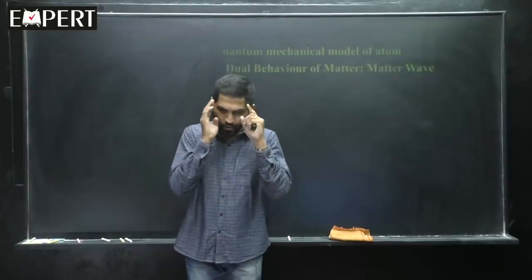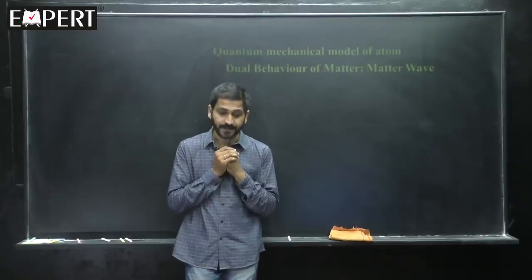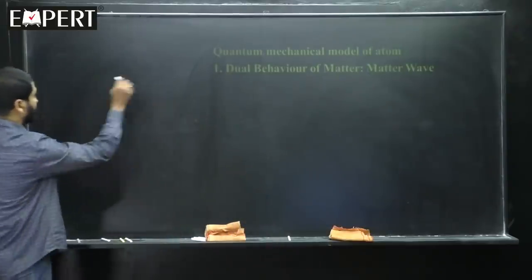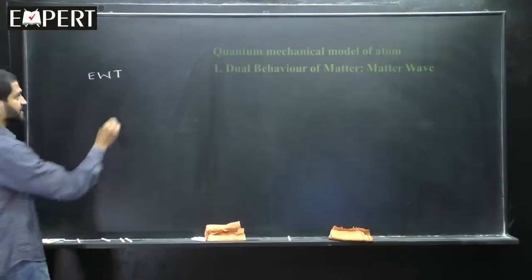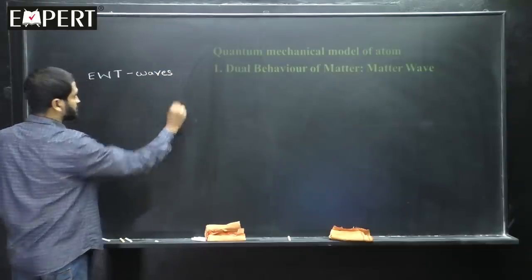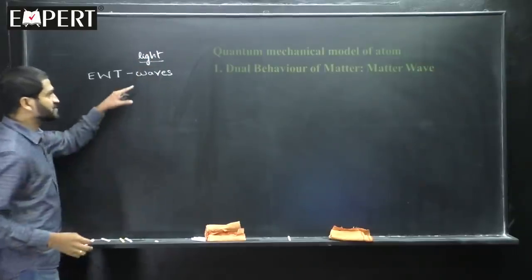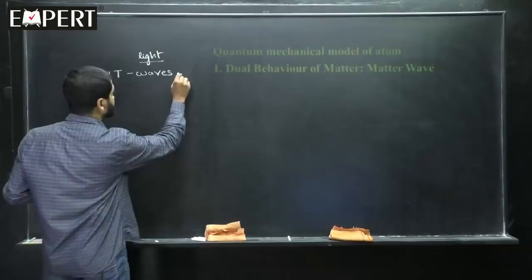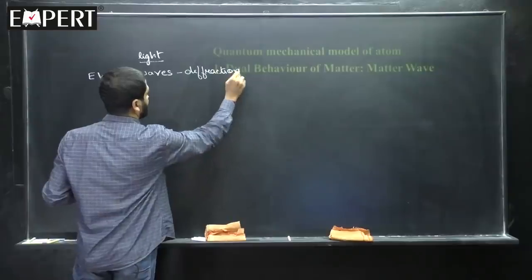Now, let's go back to electromagnetic wave theory. According to electromagnetic wave theory, light travels in the form of waves, correct? So light has one property, that is wave-like nature, meaning it will exhibit properties like diffraction and interference. I will explain what diffraction and interference are.